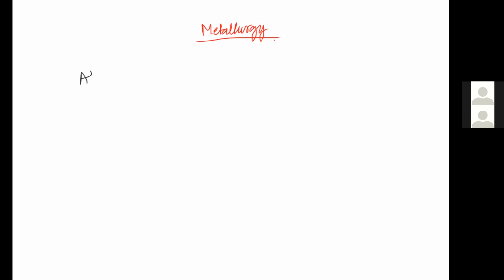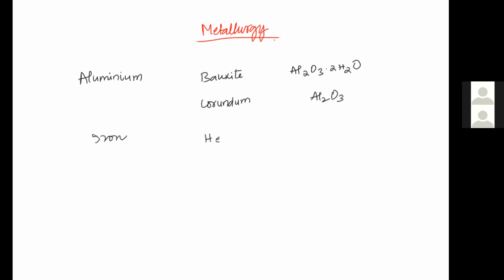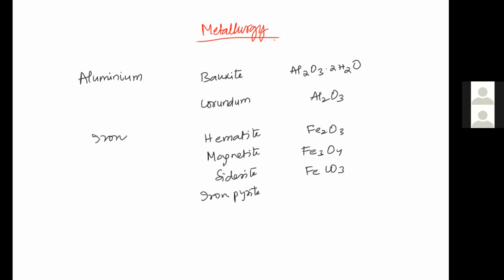So when you have important metals like aluminium, the important ores are bauxite, which is Al2O3.2H2O, corundum, which is Al2O3. We have iron, which has important ores hematite, magnetite, siderite, iron pyrite: Fe2O3, Fe3O4, FeCO3, FeS2.